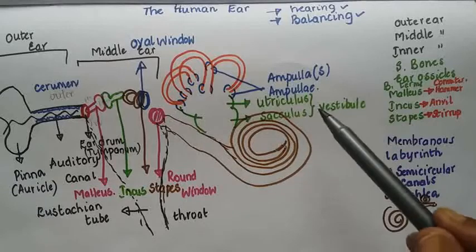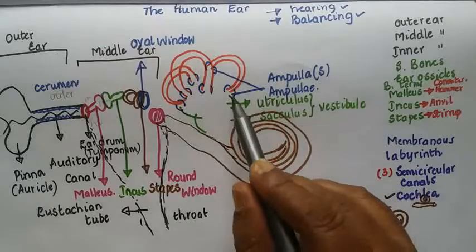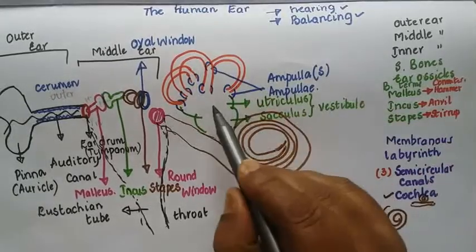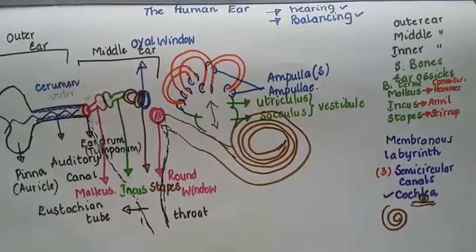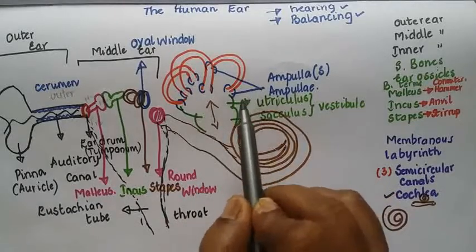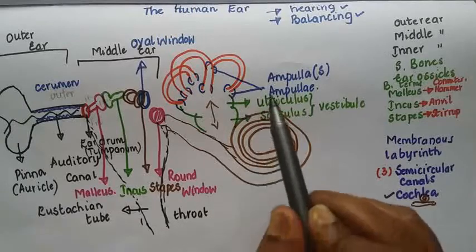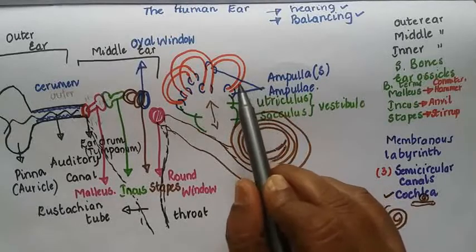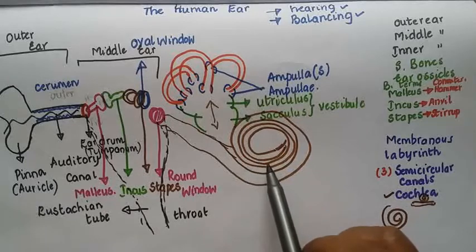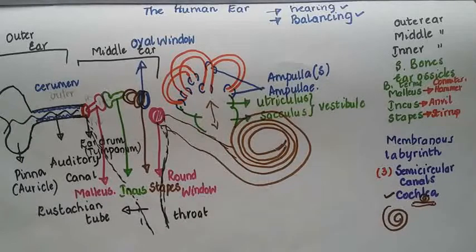Okay. What is the location of the vestibule? So vestibule is a short stem which connects the ampullae to the cochlea, or you can say that it connects the bases of semicircular canals to the cochlea. Now let us learn about the cochlea.